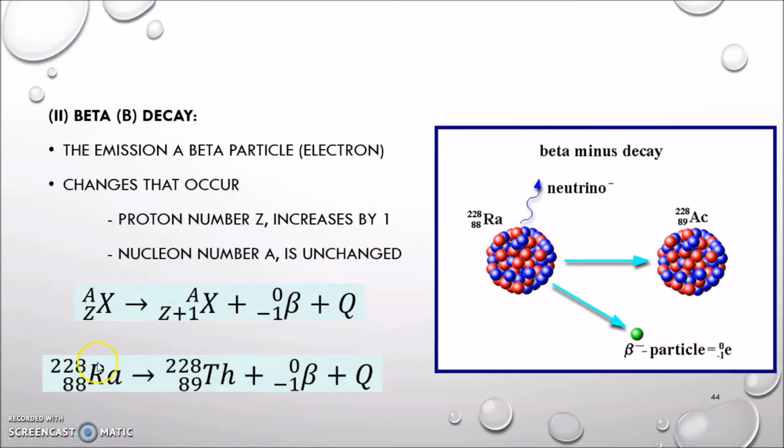Another example is this element, radium. It will undergo beta decay to produce a new element, thorium, plus a beta particle and also energy.